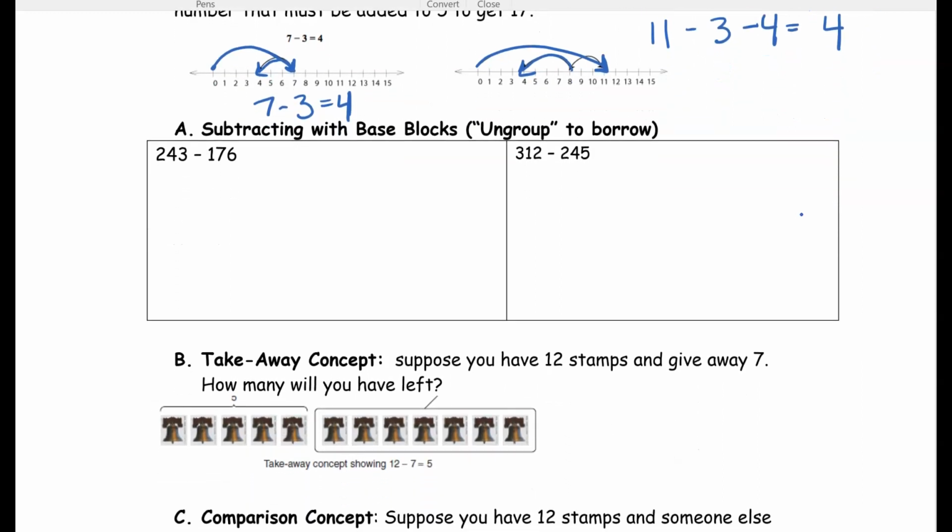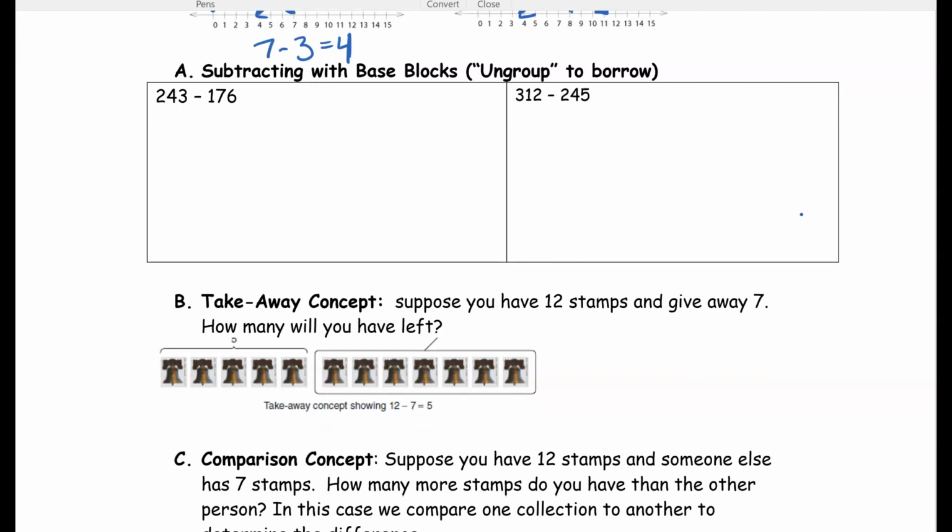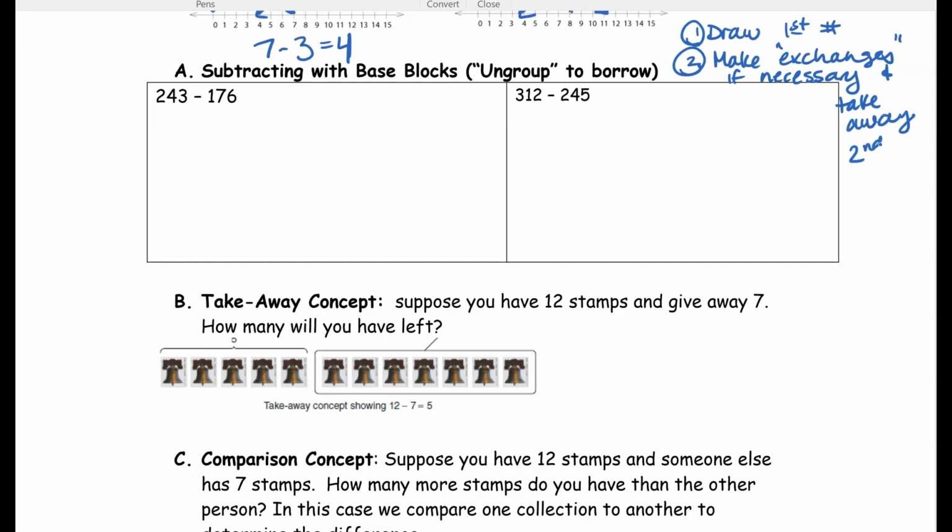And then with the base blocks, this is a little different than the addition. So with subtraction, what I usually like to do is I draw the first number only. I don't draw both numbers. I just draw the first number. And then I try to subtract, but if I can't, I'm going to make exchanges if necessary and take away the second number. Okay, so for this first example, 243, I'm going to draw 243.